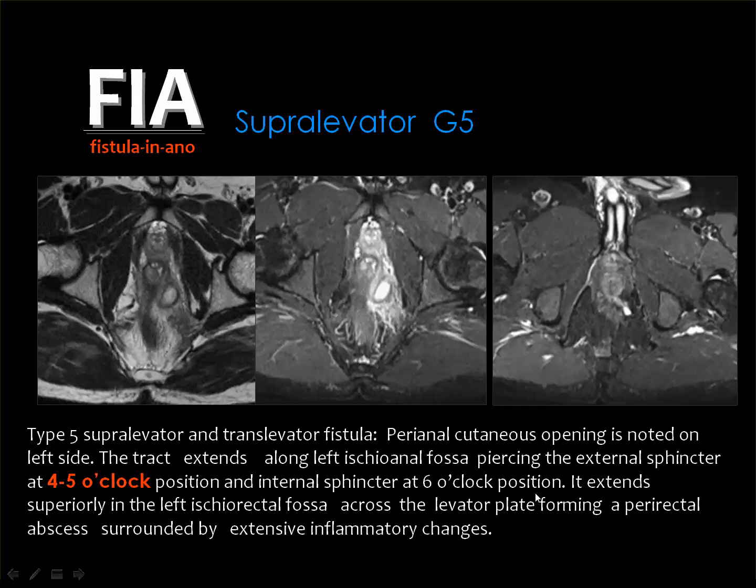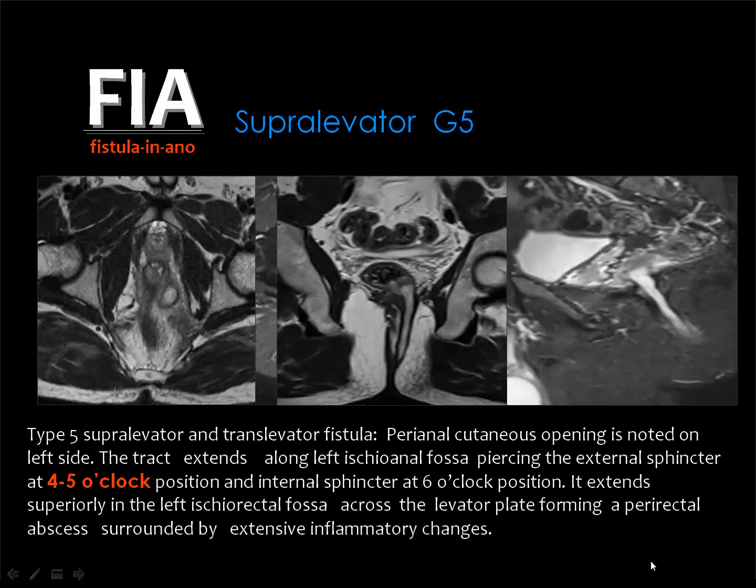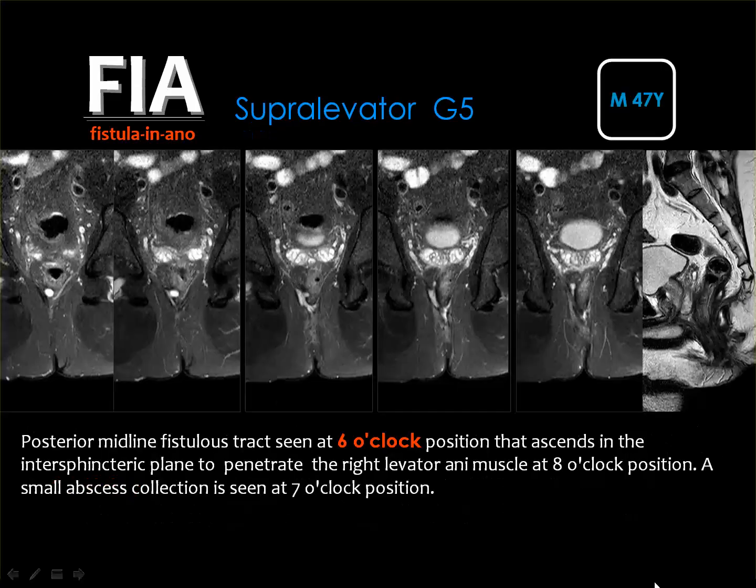Then here you have a fistulous opening at almost 4 or 5 o'clock, and this fistula has crossed the internal and external sphincter, resulting in a collection in the left ischial fossa surrounded by extensive inflammatory reaction. And here you see the fistula tract along its whole course, and you can measure the length of the fistulous tract in the coronal images or even sometimes in the sagittal images.